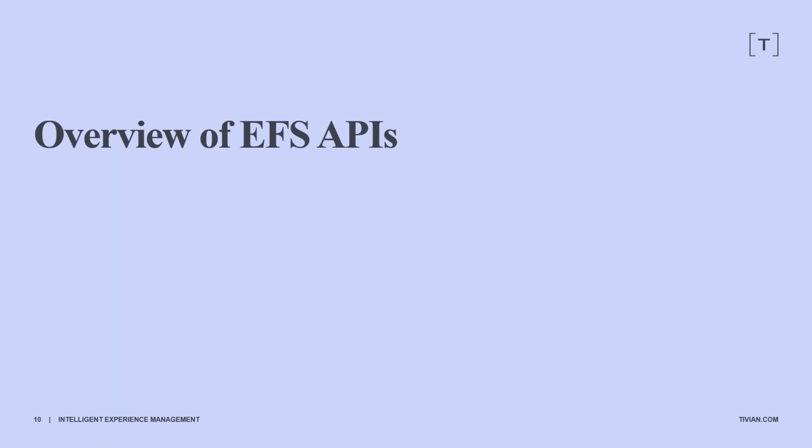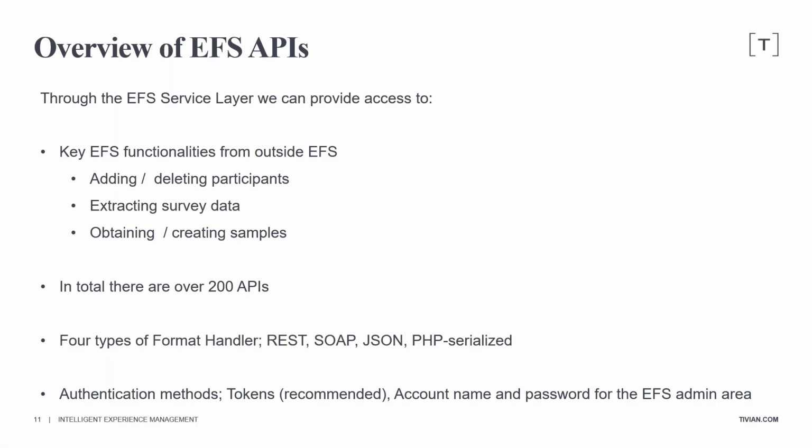Right, yeah, so time for the more fun stuff, in my own personal opinion, of course. So we have over 200 different API methods, different services, if you will, and we have all kinds of functionality covering a lot of what EFS does, from adding, deleting, editing participants, importing, exporting survey data, obtaining, creating samples, sending emails out. There's a lot of different things you can do. Of course, if you see a particular requirement that you want to do and you don't see a relevant service to match it, then please do get in touch with us, and that's something we can also help with potentially as well.